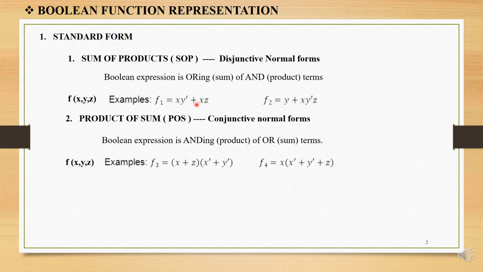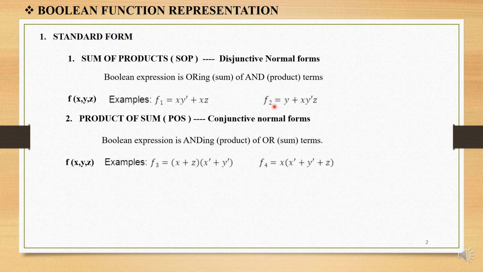Now if we consider the first example, look into the product terms of this expression. The first product term has only two variables, x and y bar, and z is not present in the first product term. If we consider the second product term, we have only x and z, y is not present. So when you consider every product term, if the expression has product terms in which all variables of the Boolean function are not present, then such expressions are termed normal forms. As we are representing this function in terms of SOP, that is sum of products, this expression is called disjunctive normal form.